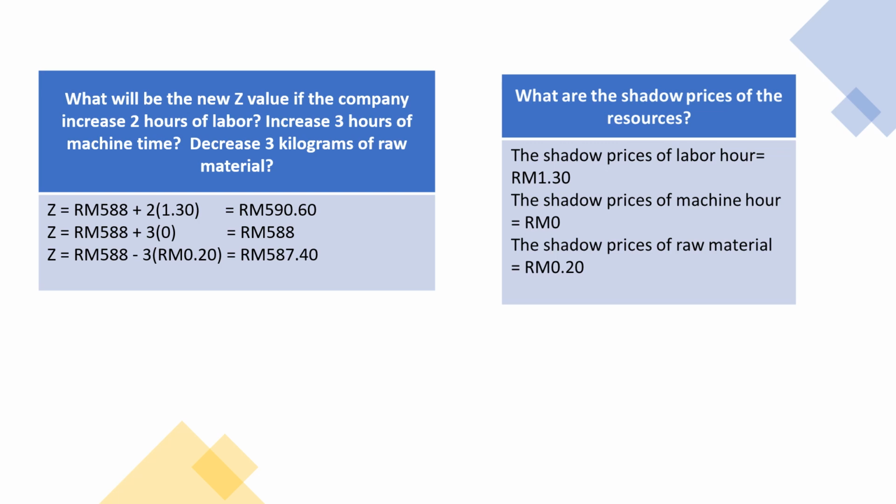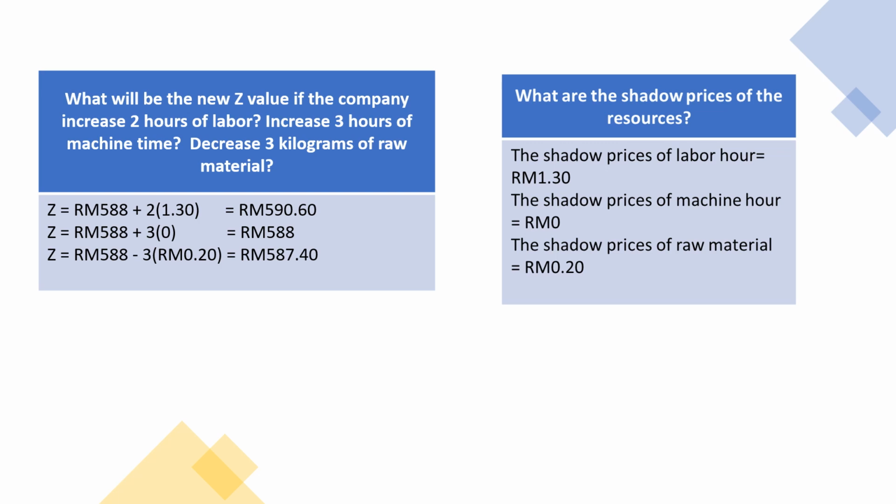The second question, increase 3 hours of machine time. The shadow price for machine time is RM0. So it means that if we increase machine time, it does nothing. So our Z remains unchanged.